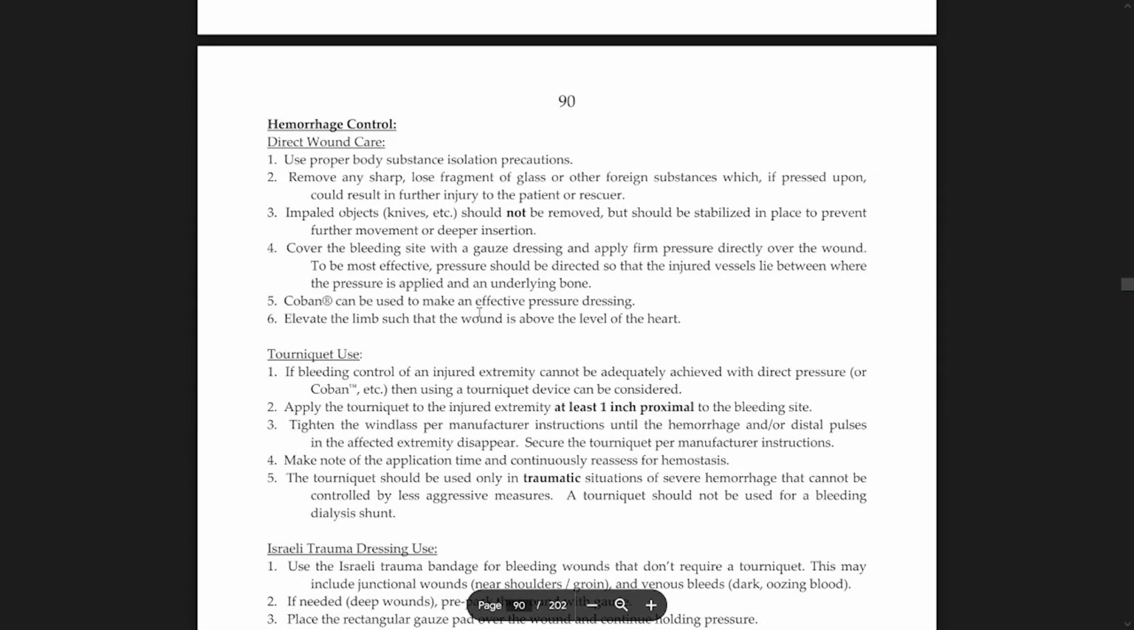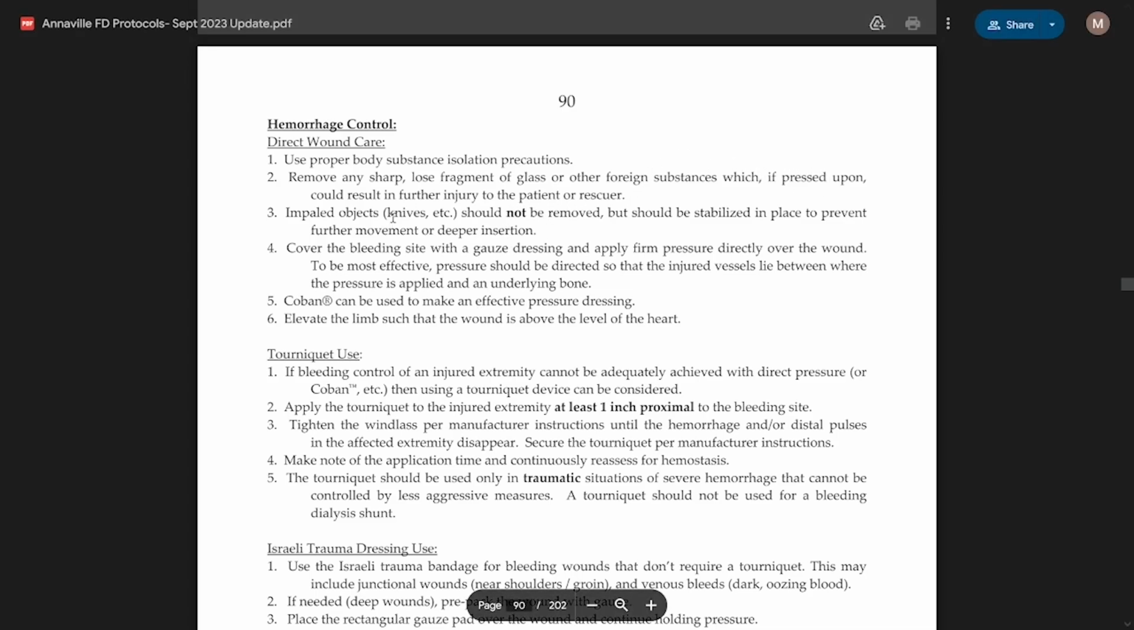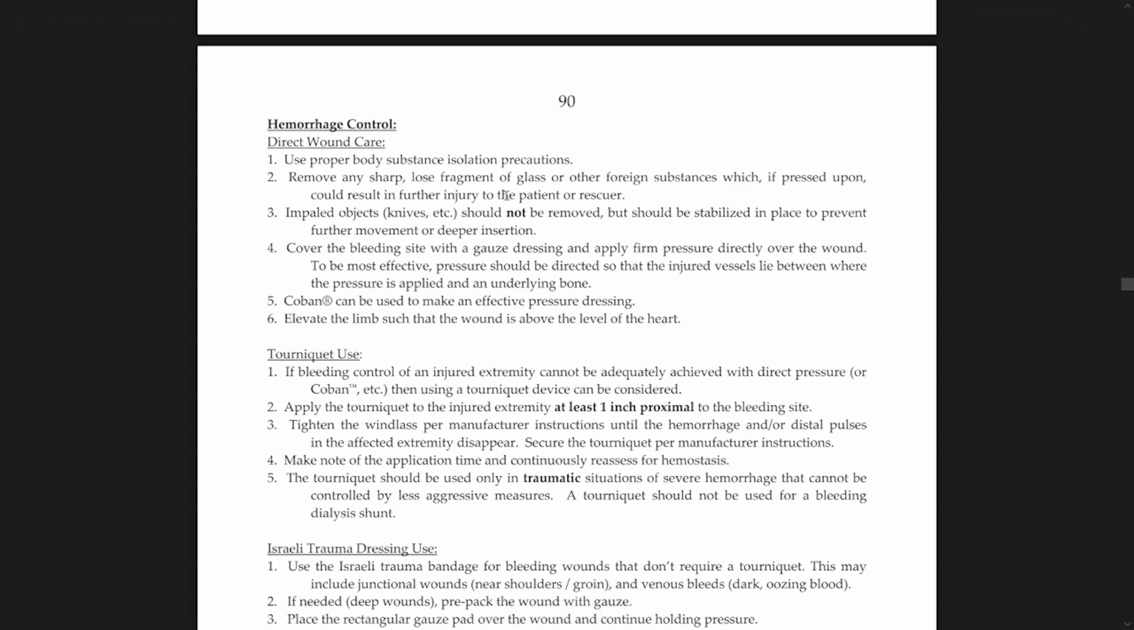For hemorrhage control, you want to do direct wound care. Use proper BSI or body substance isolation protocols. Remove any sharp, loose fragments of glass or other foreign substances which, if pressed upon, could result in further injury to the patient or rescuer.